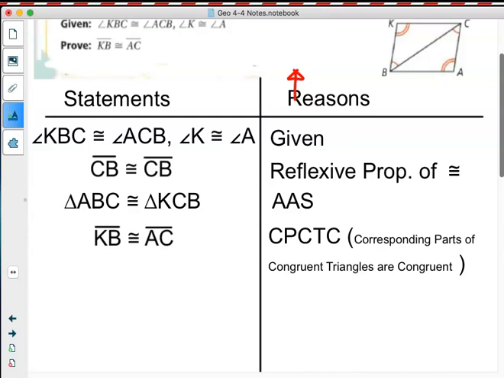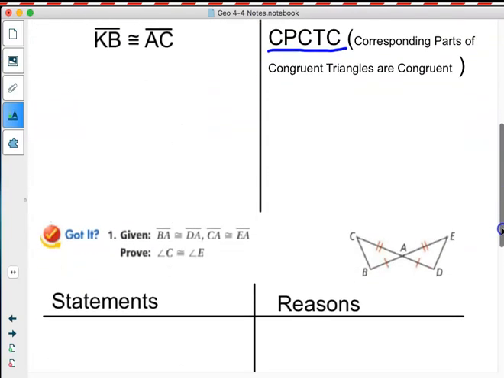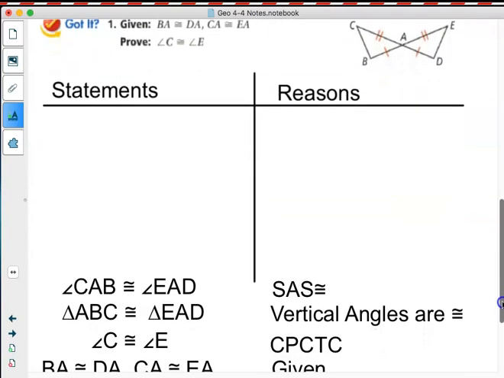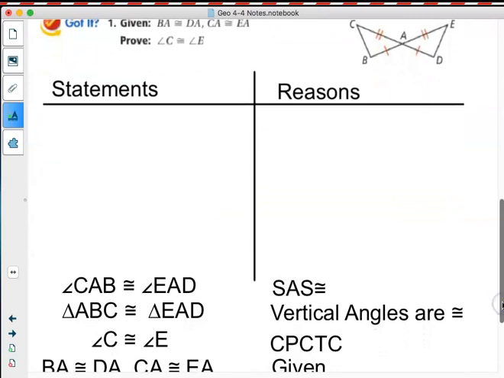So basically, the new thing today, from learning about side side side, side angle side, angle side angle, and angle angle side, is that corresponding parts of congruent triangles are congruent. That's our new thing today. Other than that, everything's just like we were working in sections 4.2 and 4.3. Now let's go on to our next proof here. Okay, got another one, and I've broken it down the same way. Now I've got the given segment BA.